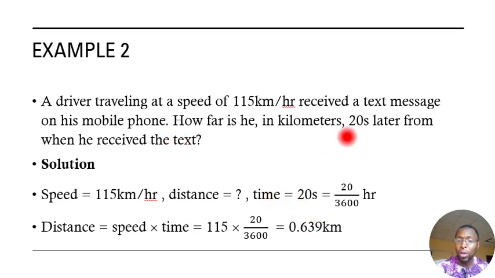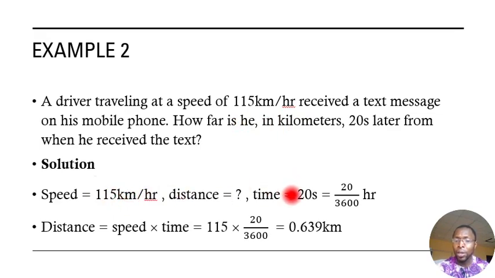Now the time is 20 seconds. In this case, the time is already in its SI unit, as seconds. But then, remember the question says, how far is it in kilometers? Meaning that our distance should be in kilometers. So for us to make our distance be in kilometers, firstly, the speed will remain 115 kilometers per hour, because we are having our distance in kilometers. So we don't have to convert speed to meters per second. So we leave it in kilometers per hour.